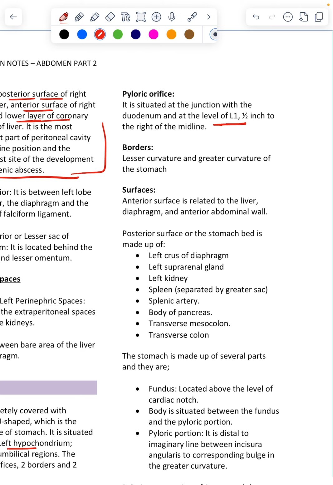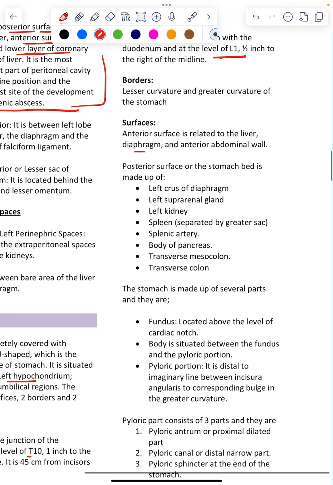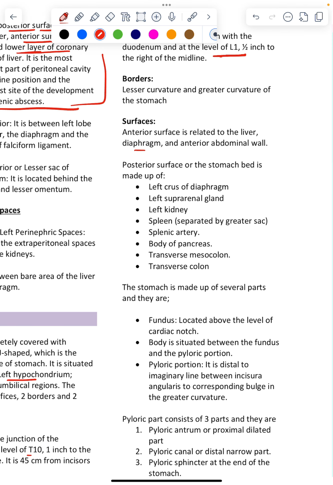The anterior surface is related to the diaphragm, liver, and anterior abdominal wall. Regarding the posterior surface of the stomach, this is asked most of the time: what are the structures behind the stomach, the stomach bed? Starting from above: left crus of the diaphragm, left suprarenal gland, left kidney, splenic artery, and body of the pancreas. These are behind the stomach.